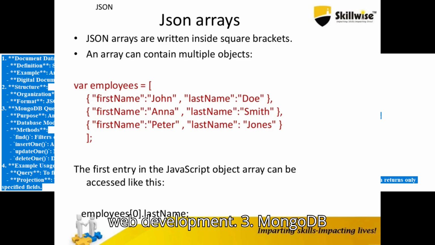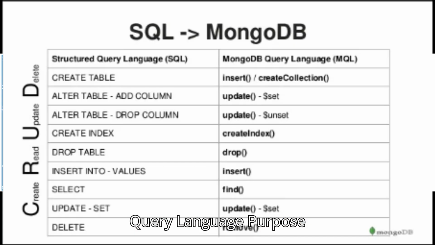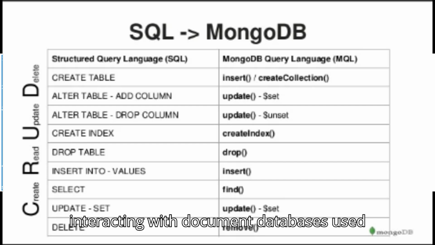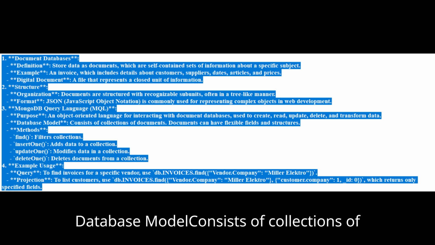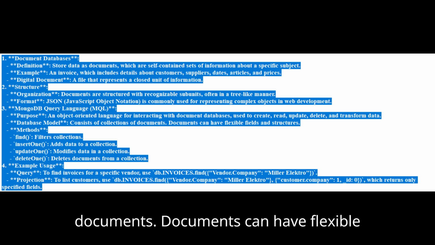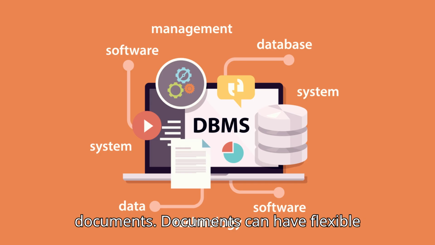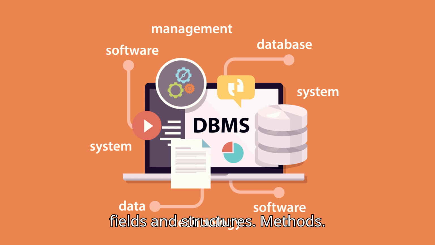3. MongoDB Query Language, MQL. Purpose: an object-oriented language for interacting with document databases, used to create, read, update, delete, and transform data. Database model consists of collections of documents. Documents can have flexible fields and structures.